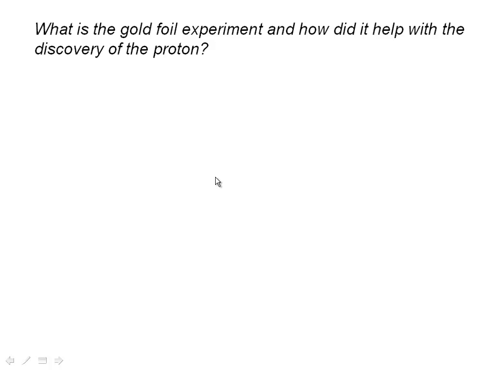This is the second half of your notes for Learning Target 3.2. We talked about the cathode ray tube experiment earlier. Now we're going to talk about the gold foil experiment.